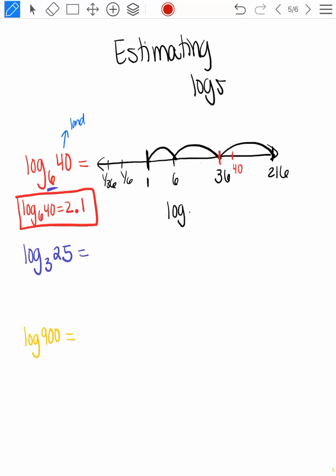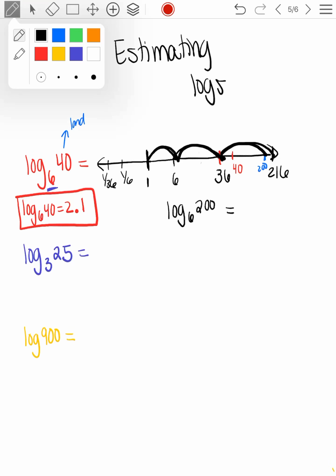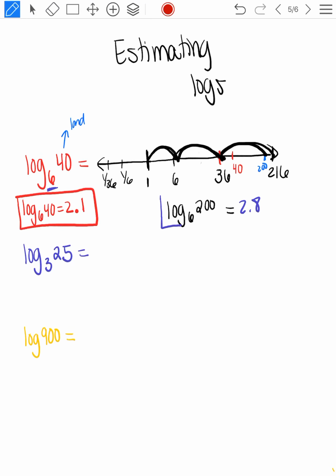because 40 is a lot closer to 36 than it is to 216. If we had the same problem and it was like log base 6 of 200, well then 200 would be a lot closer to 216. So here I would say it'd be more reasonable to say 1, 2, and I'm going to take almost 3 jumps. I'm just going to be just shy of 3 jumps. So I would probably do something bigger like 2.8. But again, we're just estimating. It doesn't need to be perfect.